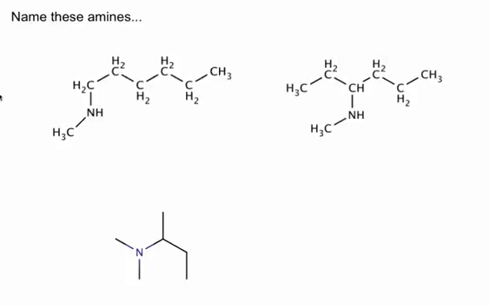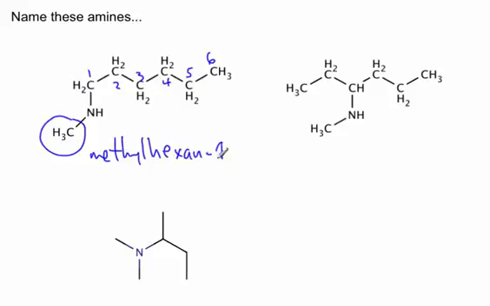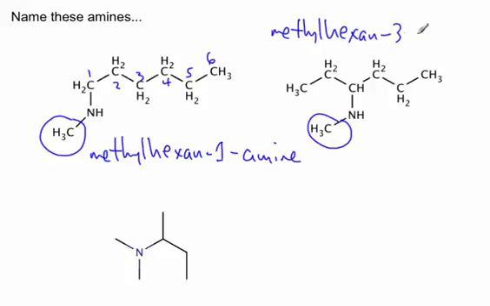A few other names. Again, numbering. Here's my amine, so I'm going to number the parent molecule this way. So that's a hex, and I have a methyl, so that becomes methylhexane-1-amine. So hexane-1 because the N is attached to carbon 1 of the longest chain. Well, here's an isomer. I still have my methyl branch, but the N is attached to carbon 3, so that simply changes to methylhexane-3-amine.